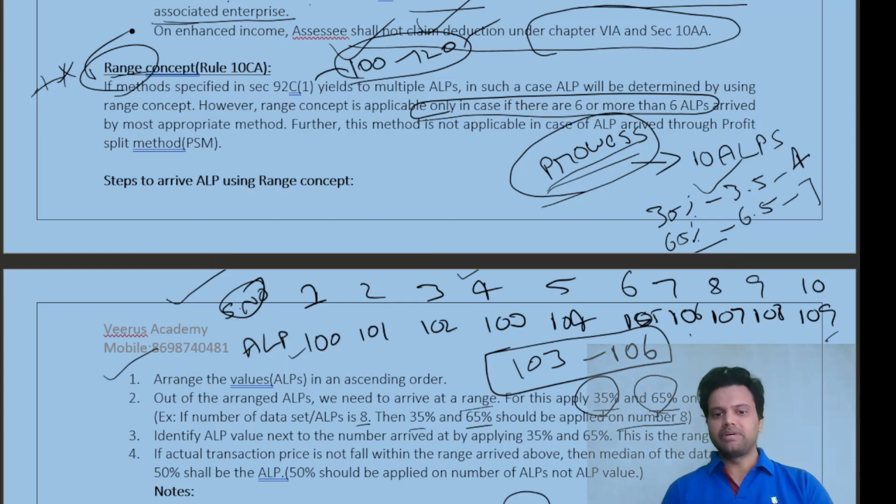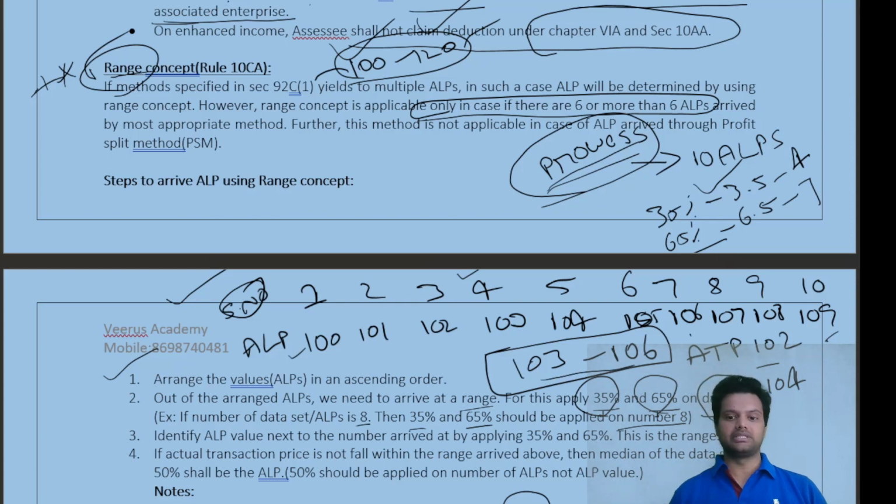For example, if my actual transaction price is 102, that means my transaction price is not falling within the range. That means there is a need for calculation of arm's length price. For example, if my transaction price is 104, in this case there is no need to apply the arm's length price here, because 104 is falling within the range of 103 to 106. That means whatever actual transaction price is there, that will be my ALP. There is no need of further calculation.